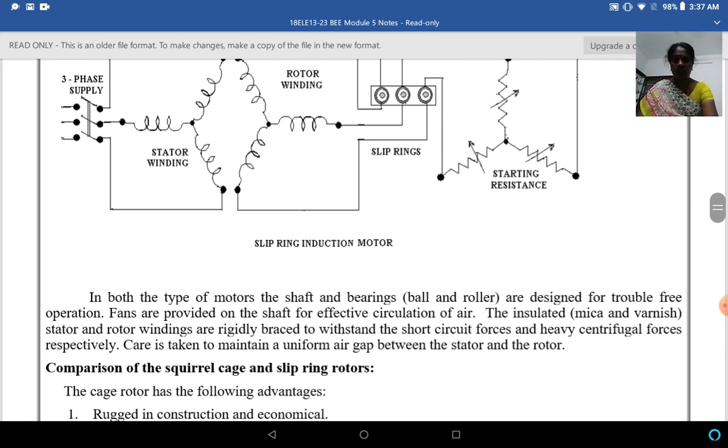In both types of motors, the shaft bearings, that is ball and roller, are designed for trouble-free operation. Fans are provided on the shaft for effective circulation of air. The stator is insulated with mica and varnish. The insulated stator and rotor windings are rightly braced to withstand the short circuit forces and heavy centrifugal forces respectively. Care is taken to maintain a uniform air gap between the stator and the rotor.